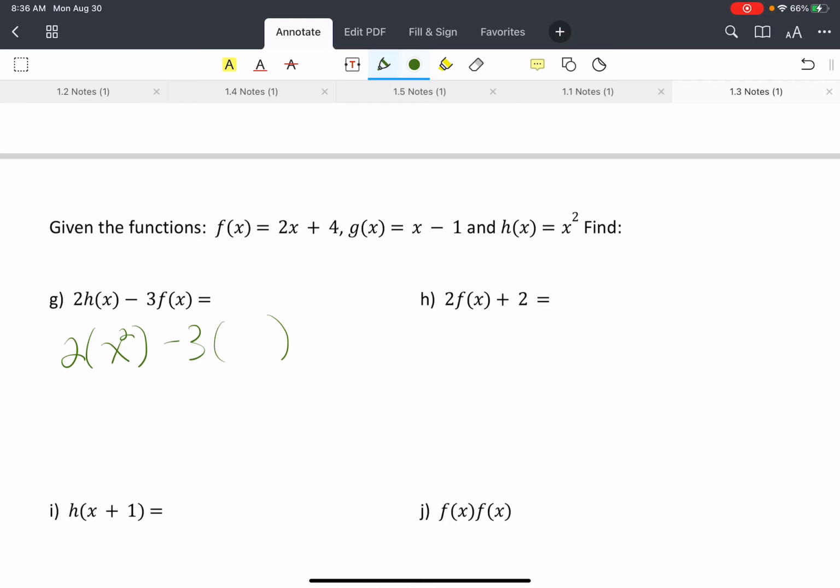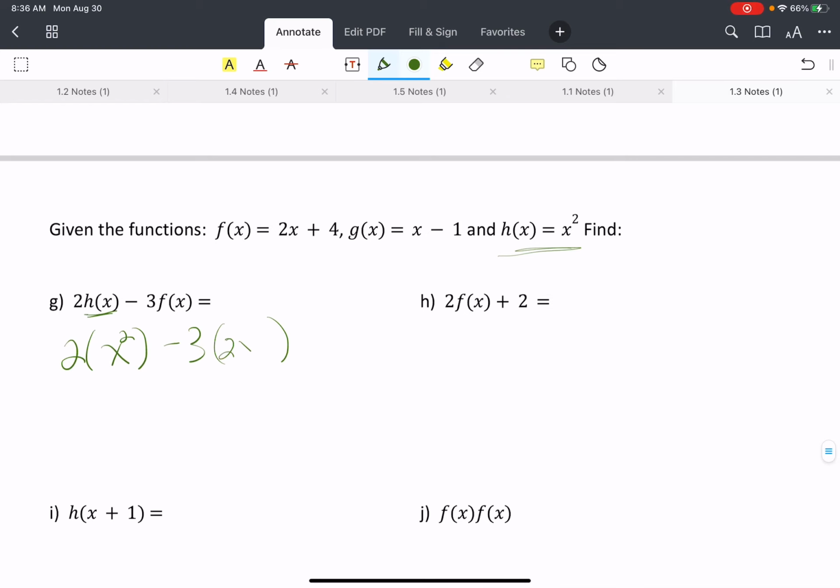How did I know to put an x squared there by the 2? Anyone? Because of the name of the function. Good. It was h, and h is x squared. So then what do I put by the 3? 2x. Yep. Perfect, because that's f. That's the name of the function.